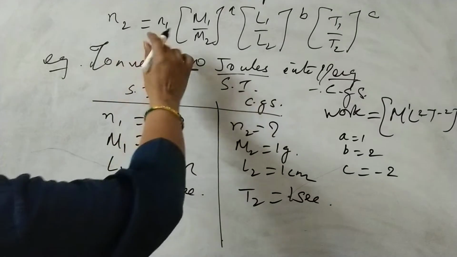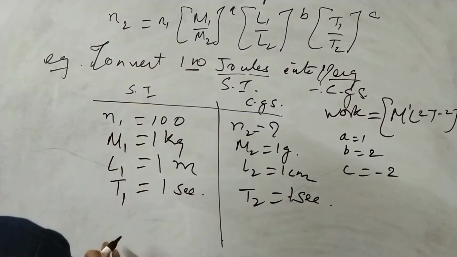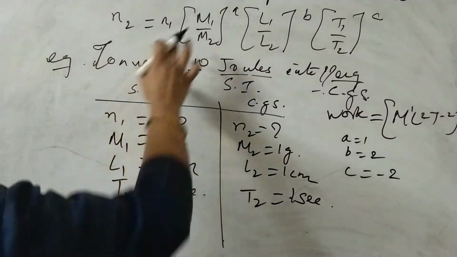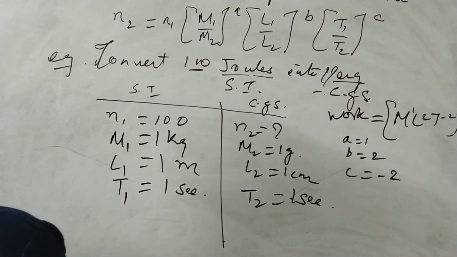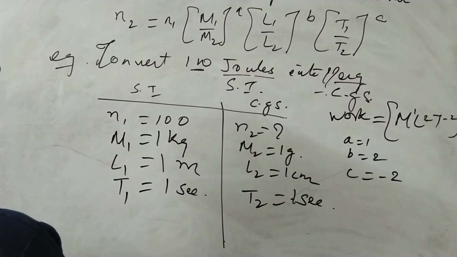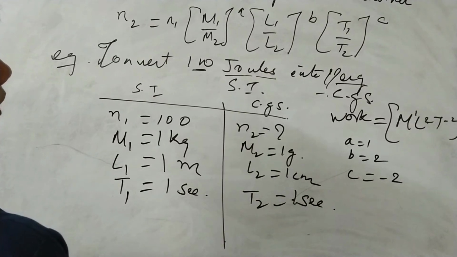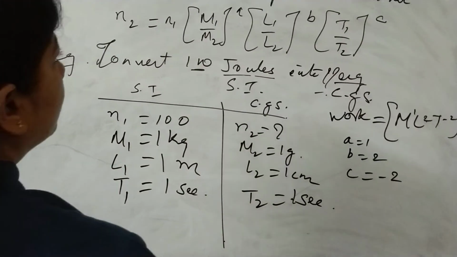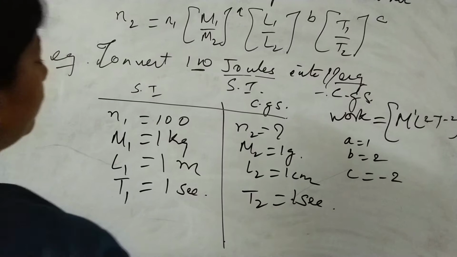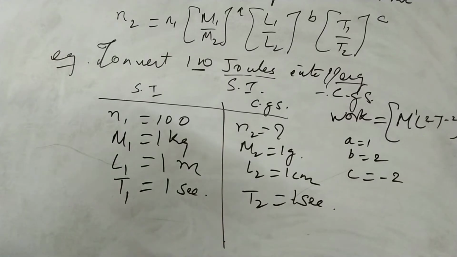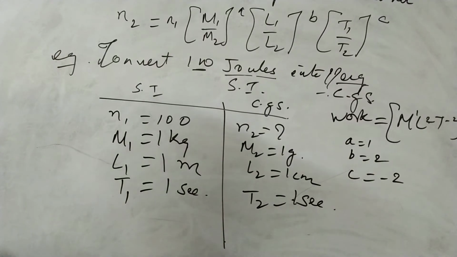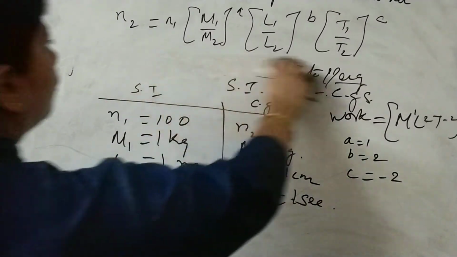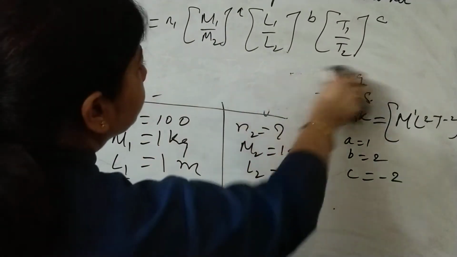So in the given formula, we have got the value of N1, the values of M1, M2, L1, L2, T1, T2, and we have already got the values of a, b and c. What do we need to do more? We need to find out the value of N2. So let us substitute the given values into the formula. I'll just wrap this line so that I can substitute.